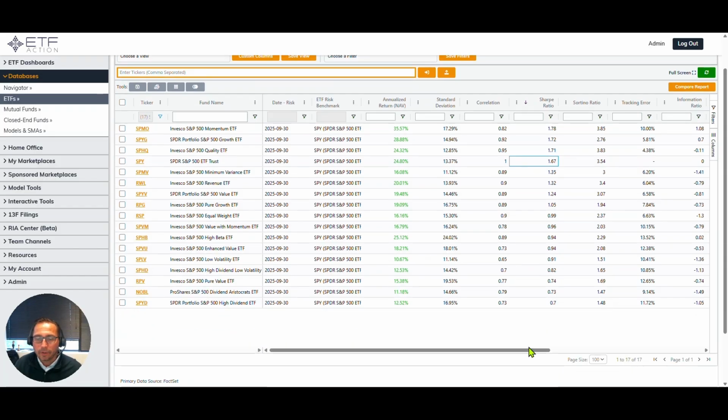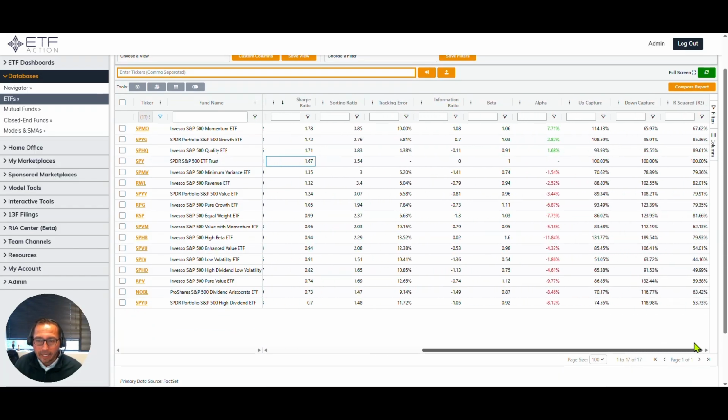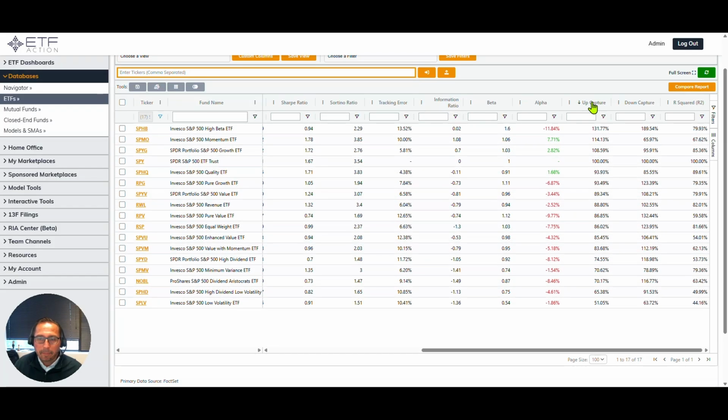Just keep scrolling over a little bit here. I always like to look at up-down captures. On an up capture basis, not surprisingly, your momentum and growth strategies lead. But I would note SPMO, that's pretty wild over the last 3 years. That's a pretty positive up-down capture on a momentum strategy there. Conversely, beta has a huge up capture, but it's also got a huge down capture, right?